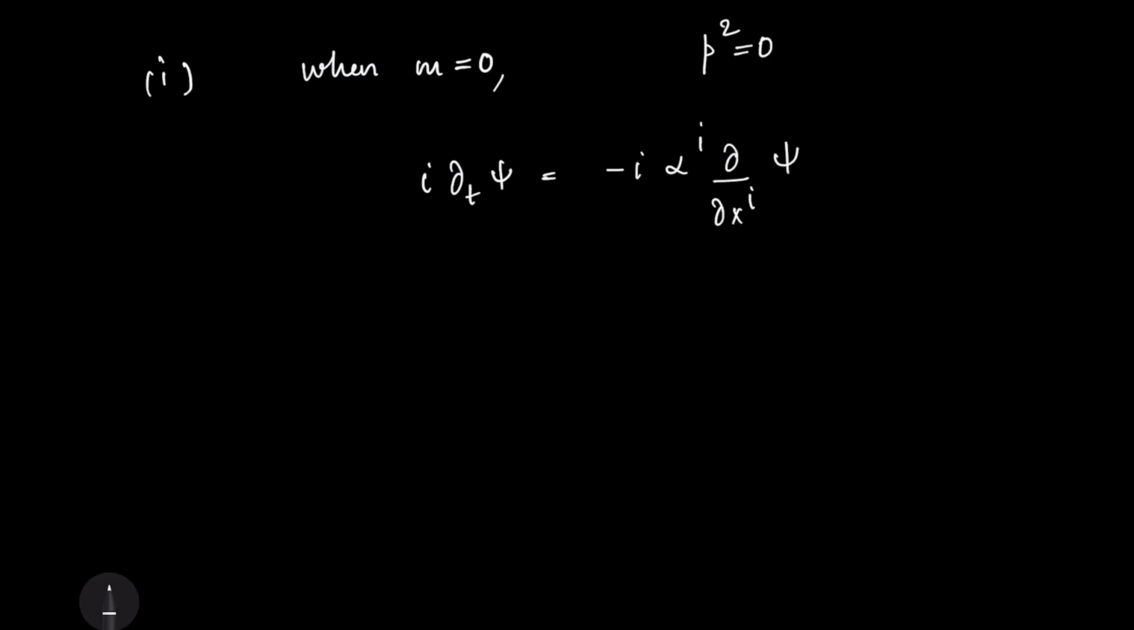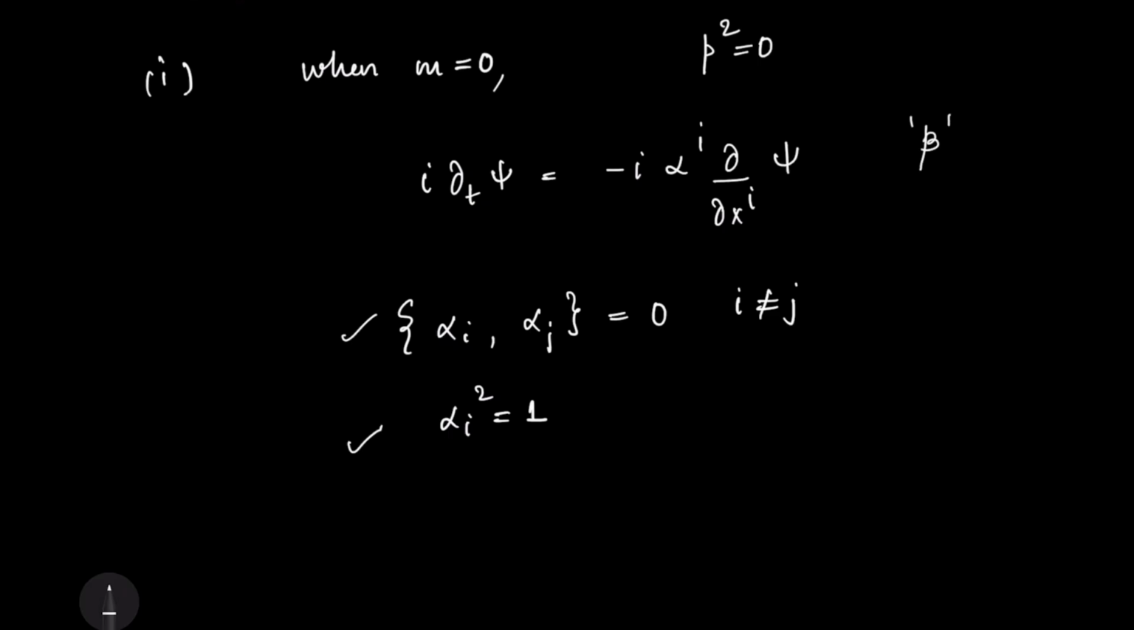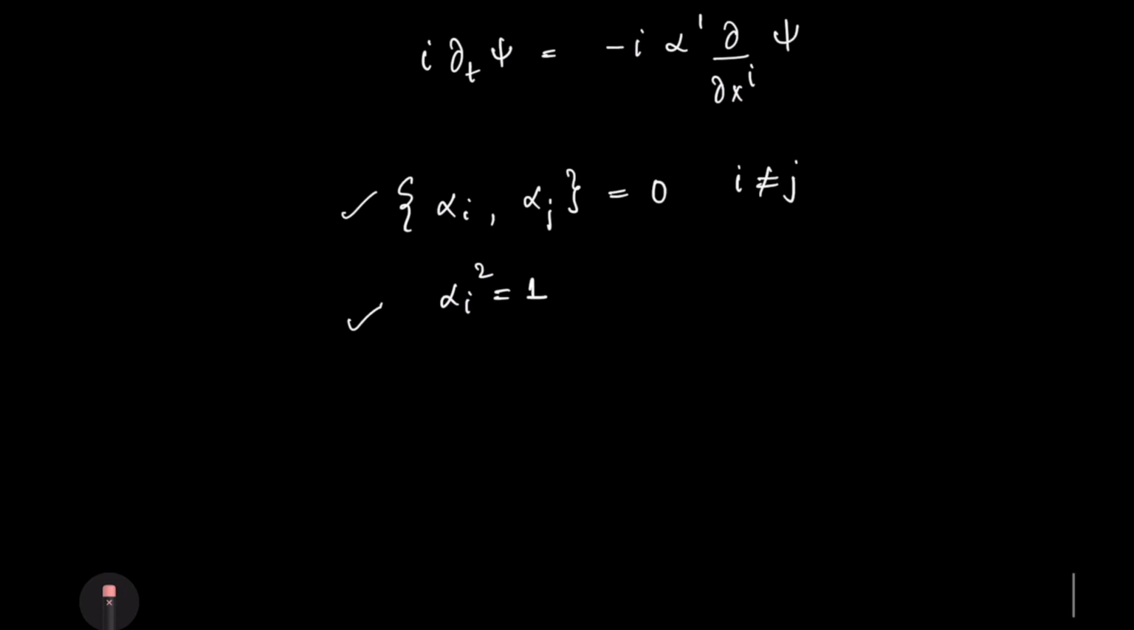Now you will get the anticommutator of alpha i and alpha j equal to 0 for i not equal to j. This is the known case, and alpha i squared is equal to 1. So these are the conditions, because if there is no mass, then there is no need of beta. So you will have only the conditions in terms of alpha. Then the solution will be different.